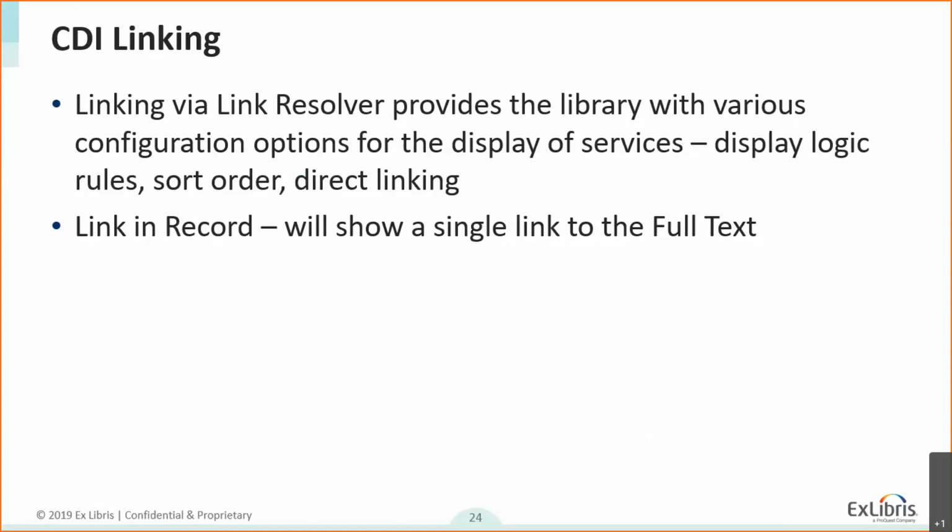With the linking record, we will show a single link to the full text. It's an accurate link because it was provided by the provider and it takes you directly to the full text. That's why CDI actually prefers linking record. But again, with linking record, you have less control. With link resolver, you have the link resolver configuration options. So this is how linking works in CDI.